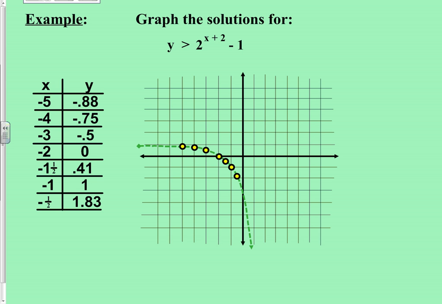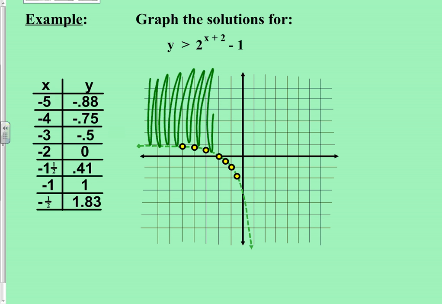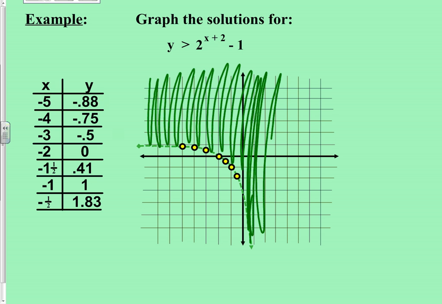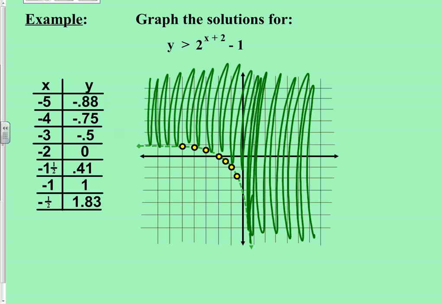Okay, and now we just need to decide which direction we shade from there. Well, the equation says y is greater than this curve. So where are the greater values of y? Of course, the greater values are upward. So we would want to shade everywhere from this graph going upward. Okay, and don't stop there. The graph continues to drift rightward off of the bottom of the graph. Okay, because as we know, the exponential function covers all values in the domain.